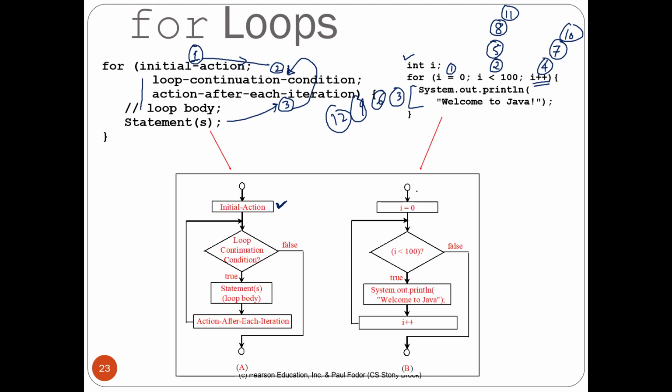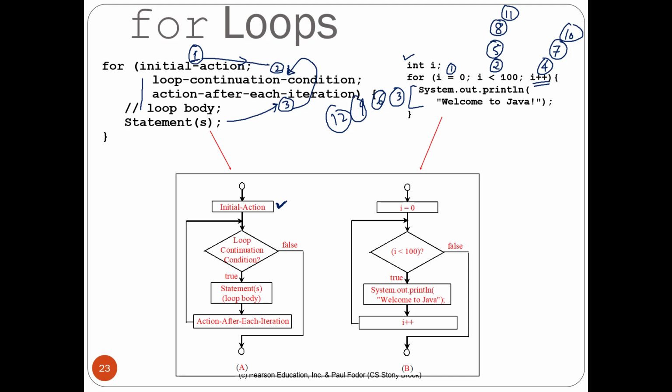The same thing you will find in the for loop also. i was 0. You check, is i less than 100? Well, yes, that is the case. It is true. So you will print welcome to Java first, and then you do i plus plus, which is the action after each iteration. Go back and check the condition. Is 1 less than 100? True. Do it one more time, right? So you will continue to do it 100 times. And after that, when i is 100, your condition would be false and you'll be out of the for loop.